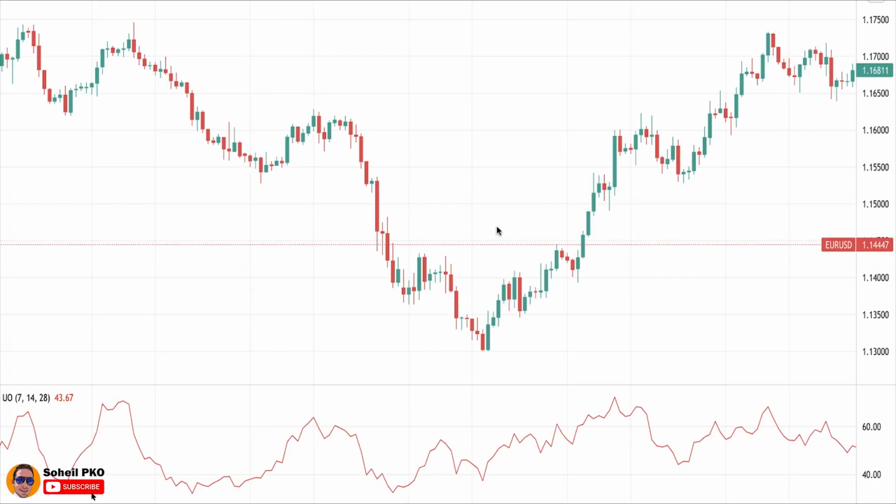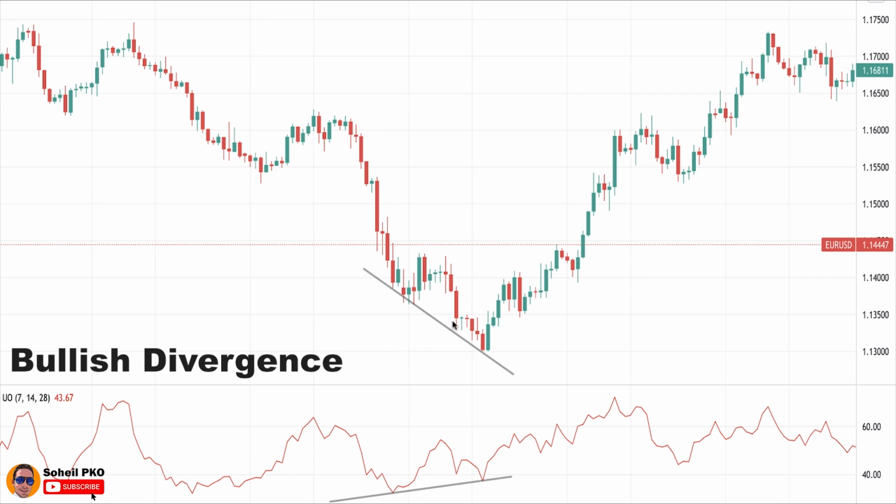Alright, now let's see how we use this indicator for trading. The trading signal that we get from this oscillator is based on divergences, a divergence between the indicator and the price, but not only a divergence, and some other criteria must be met. A bullish divergence forms when the price makes lower low, but the Ultimate Oscillator makes higher low, and this shows less downside momentum and increasing of upside momentum.